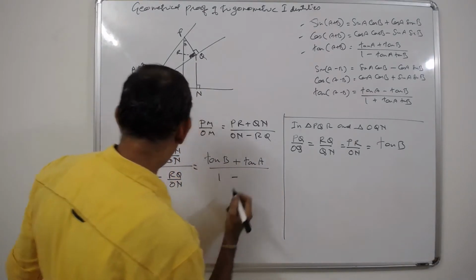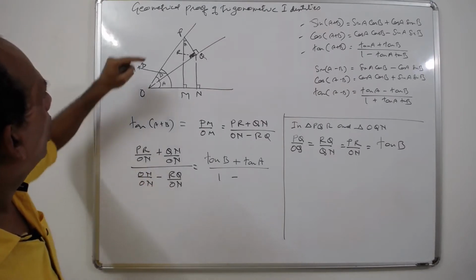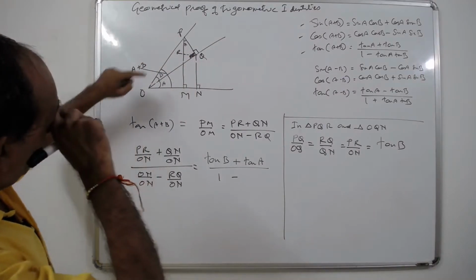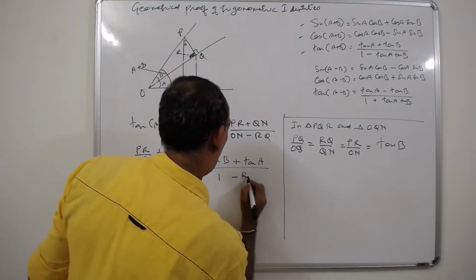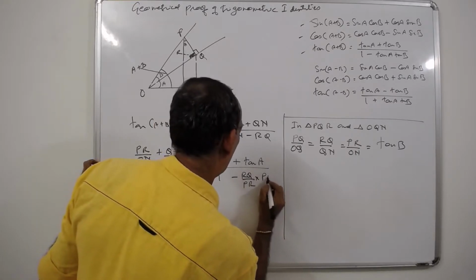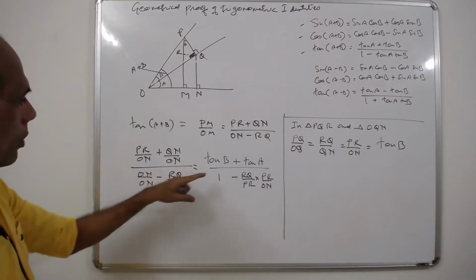So 1 minus RQ upon ON. RQ, I divide and multiply by PR. See what you get: RQ divided by PR, multiplied by PR upon ON. Look what you get here.